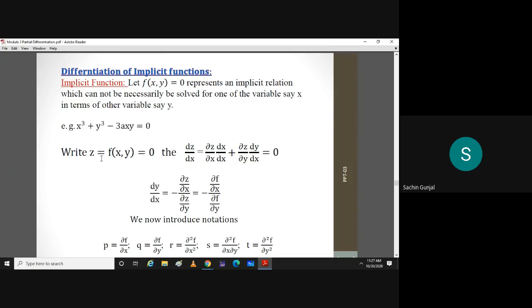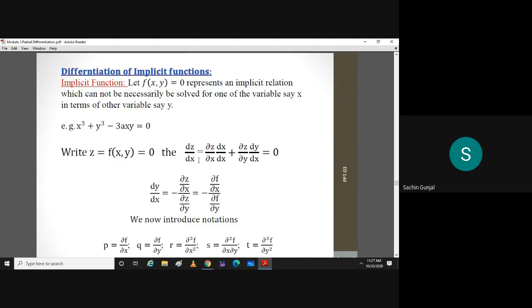So how to find the partial derivative of such a function? Let us write it as z. So z is equal to f(x,y), which is equal to 0. Now you differentiate it using the concept of total derivative.